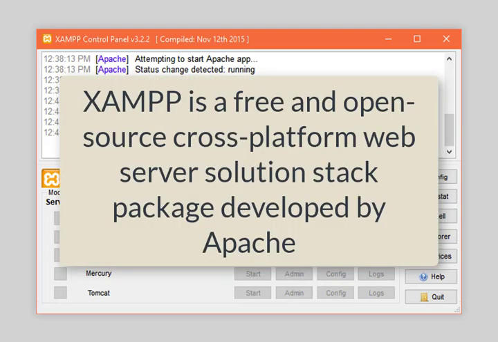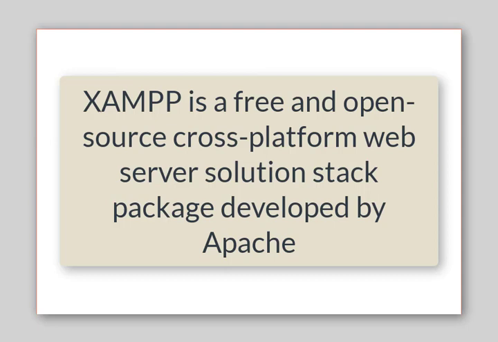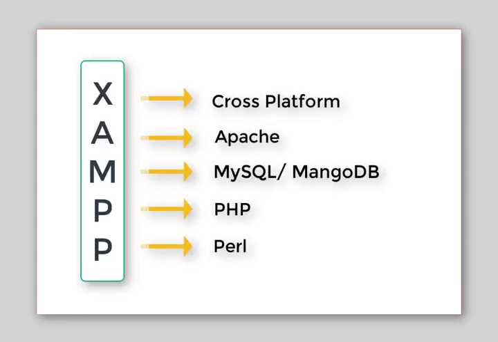Let's start by looking at what Xampp is and where it is used. Xampp is a free and open source cross-platform web server solution stack package developed by Apache. It consists mainly of the Apache HTTP server, MariaDB database, and interpreters for PHP and Perl scripts. When we say Xampp, generally, X stands for cross-platform, A stands for Apache, M stands for MySQL, P stands for PHP, and the last P stands for Perl.